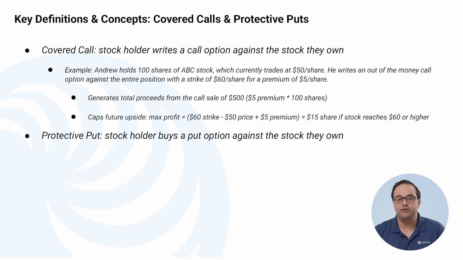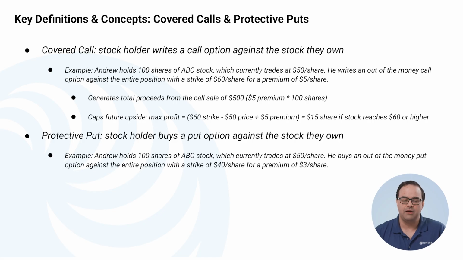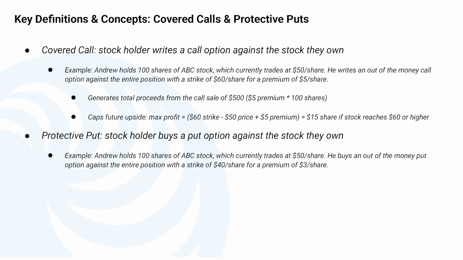A protective put is intended to protect downside for those that are long in underlying assets. So in this example, the portfolio manager owns the same 100 shares of ABC stock. They're currently trading at $50 a share and he is perhaps concerned about the value of this security falling. So this portfolio manager is long a put option against the entire position with a strike price of $40, so $10 below the current value of the stock, and pays a premium of $3 a share.